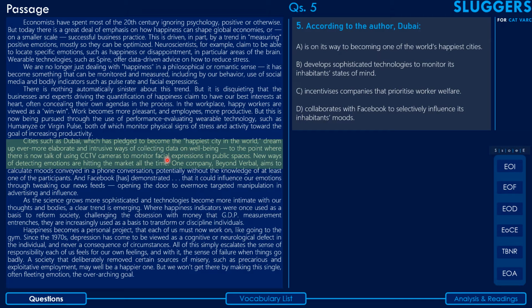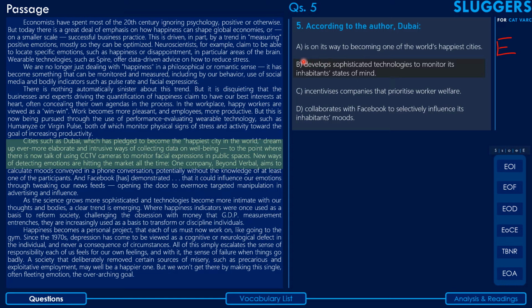He nowhere himself pledges allegiance to this point of view, right? He nowhere says that he also himself believes that yes, Dubai is going to become the happiest city. In fact, he's rather made arguments against these surveillance practices of Dubai, right? So definitely not. This is clearly an incorrect option. This is not what the author believes, and hence can be eliminated with a capital E. Let's come to the next option then.